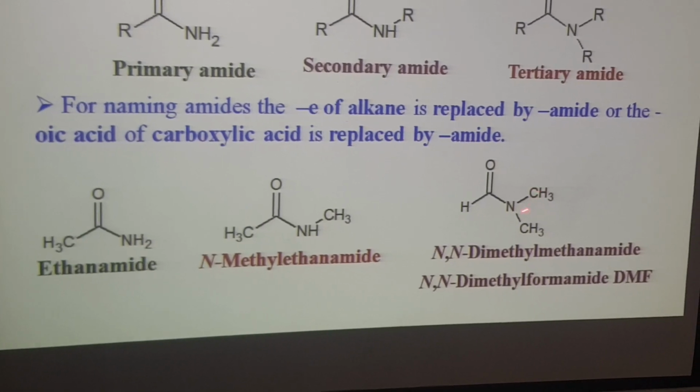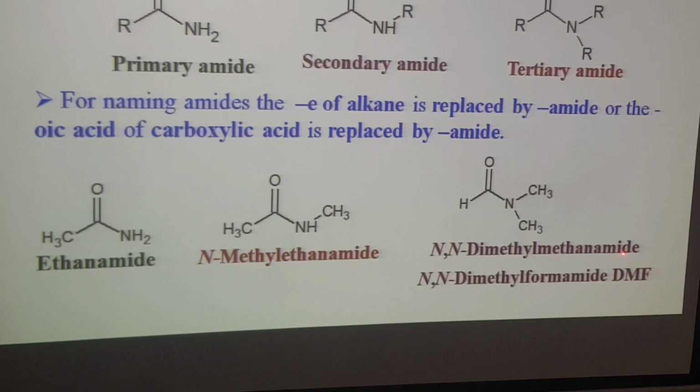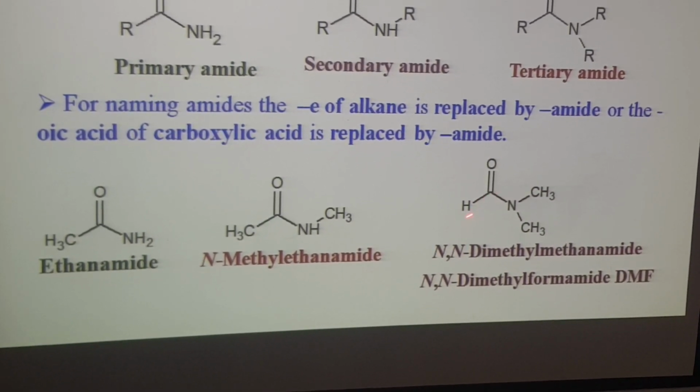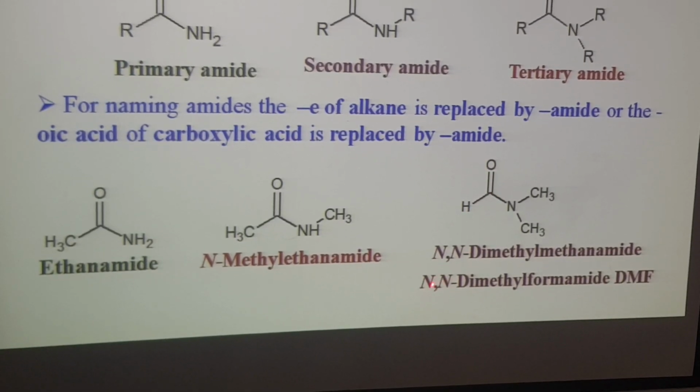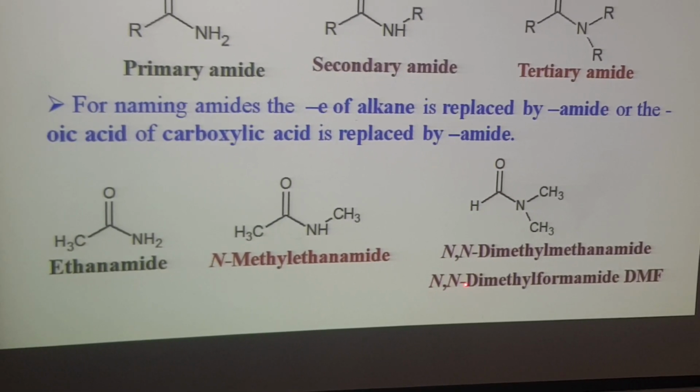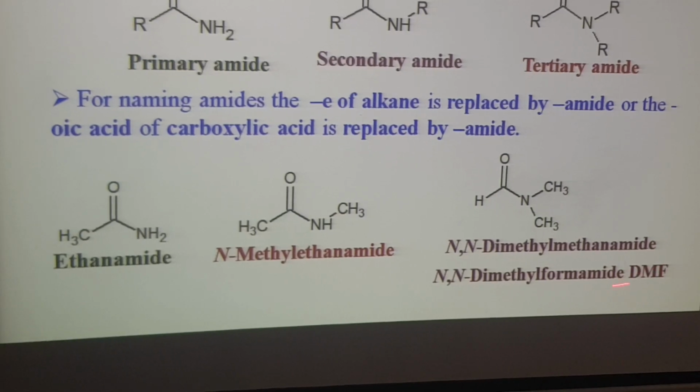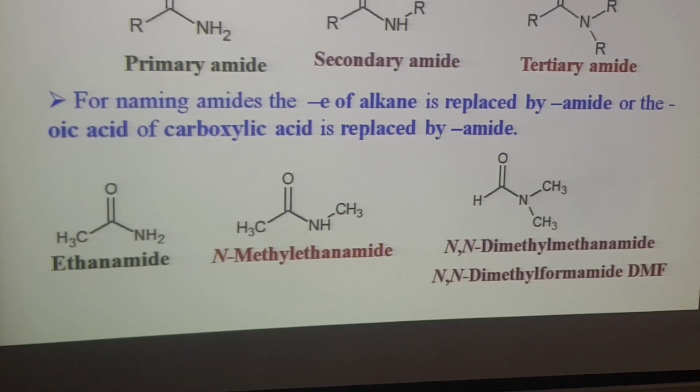It will be N-dimethyl methane amide because one carbon is present in the carboxylic acid part. So in other words, the common name is N-dimethyl formamide. Commonly it is abbreviated as DMF.